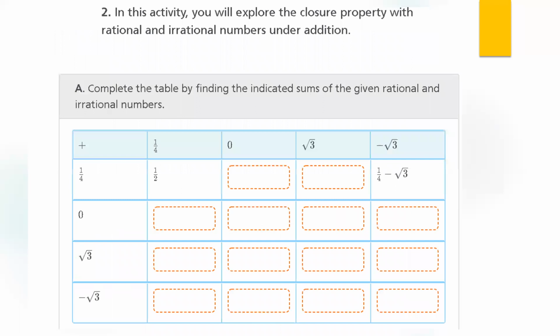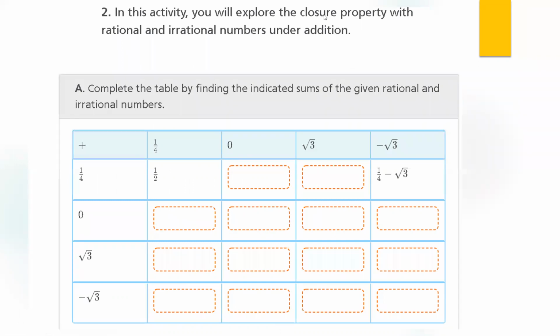Now, in this activity, you will explore the closure property with the rational and irrational numbers under addition. Here, you have examples of rational and irrational numbers, and I want now to explore the closure property. If I add a rational with a rational, is the answer rational? Is it closed? Or is it irrational, so it's not closed? Let's see now.